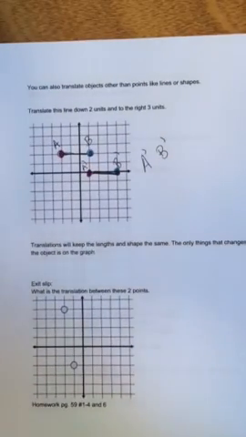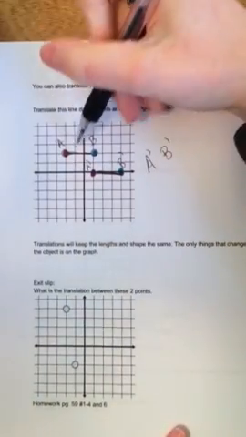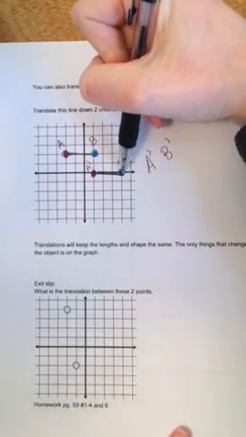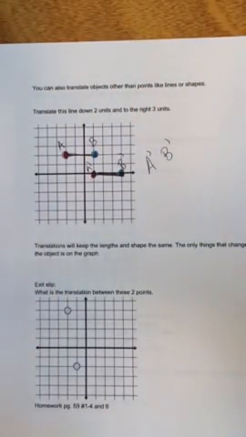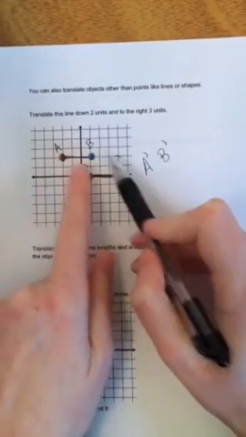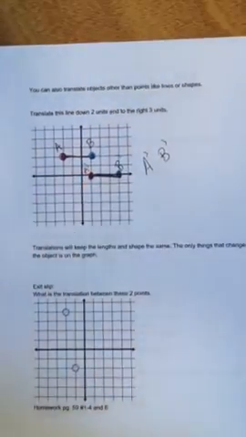So translations will keep the lengths and shapes the same. Notice how this line is the same length as this line. It's the same type of shape. The only thing that changes is where the object is on the graph. So I just moved this guy. I just literally lifted it up and took it over here.